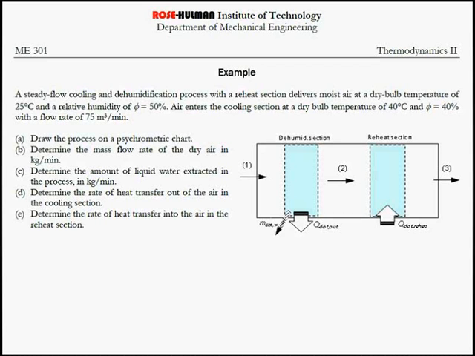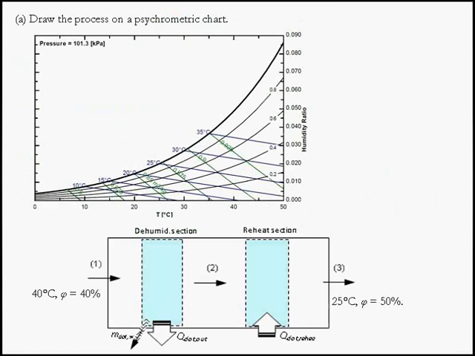Alright, so this is actually one of the most common air conditioning processes that you'll come across. That is the cooling of moist air below the dew point temperature in order to extract moisture from it, and then reheating that same air back up to a comfortable temperature. In this problem, we've been asked to do several things, the first of which is to sketch the process on a psychrometric chart.